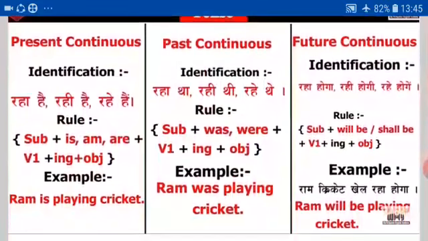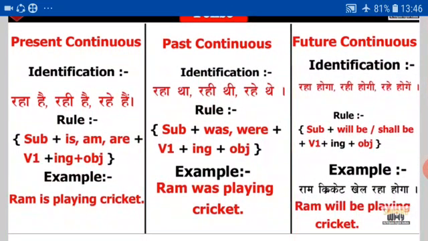Now next, present continuous, past continuous and future continuous. Present continuous: रहा है, रही है, रहे हैं. Its identification. And its rule is subject plus is, am or are plus first form of verb plus ing plus object. Students, if we have a singular subject, then we will use is, and with I we have to use only am, and with a plural subject we will use only are. So here is an example.